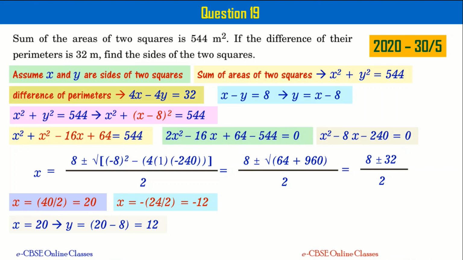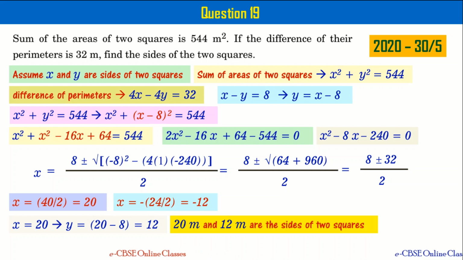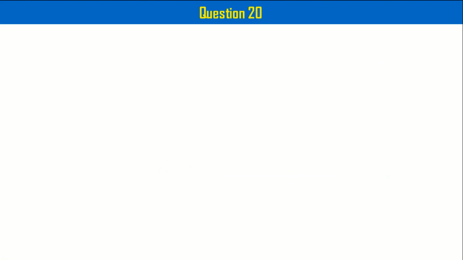If x equal to 20, then y is equal to 20 minus 8, that is equal to 12. So to answer the question, we can say that 20 meters and 12 meters are the sides of the two squares given in the problem. Let's go to the next question, that is question number 20.